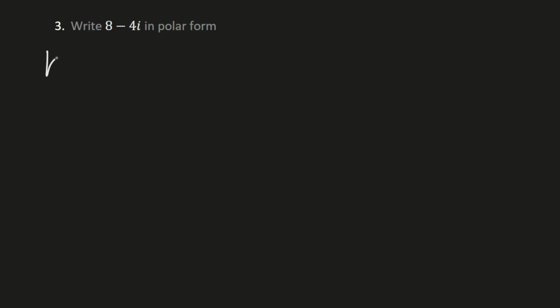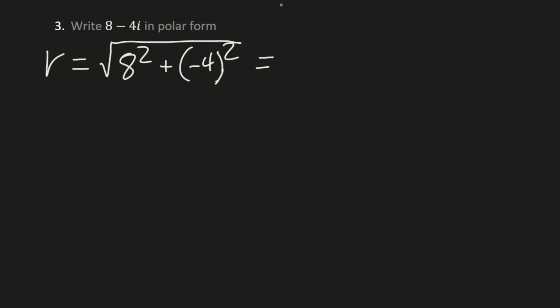Okay, this one, let's solve for the modulus. We are given both an x and y here, so we can plug that in. That's going to be 8 squared plus negative 4 squared. And that's going to give me a square root of 80. And if we simplify that, we get 4 square root of 5.